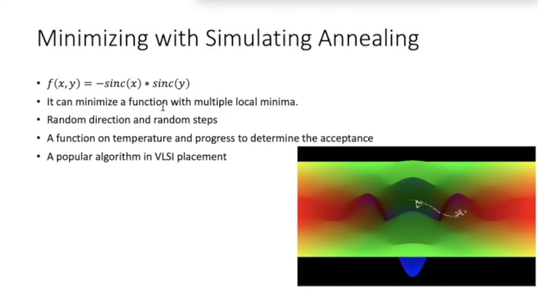And some practical disadvantages. It does not have a termination condition. Setting the temperature and setting the acceptance function is a difficult issue. You also have to consider the initial temperature and how the temperature decreases, and there is also the scaling. Because at the beginning you don't know what the function is, it's difficult to set and know what kind of scale you should use. It's a popular algorithm in VLSI placement.